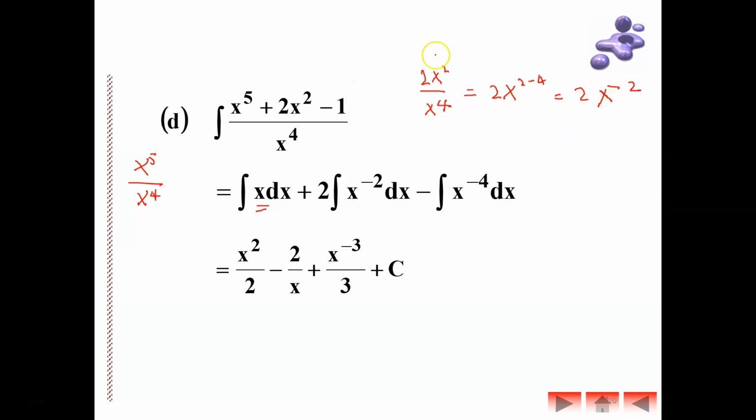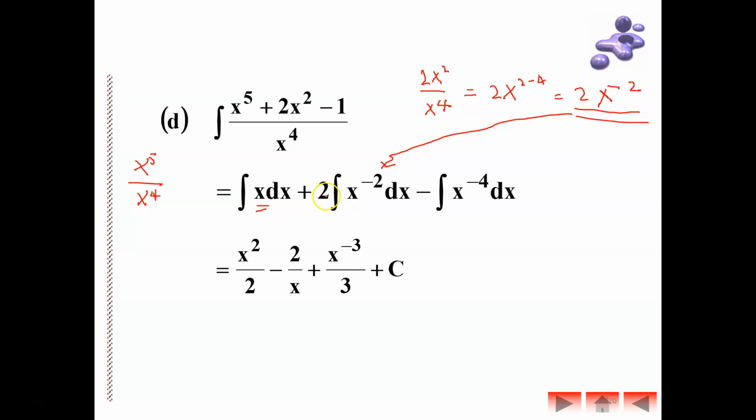My handwriting is not so good when you are using a mouse, not a pen. So you get this part. Okay, that one, if we divide x square by x to the power of 4, when we divide, we subtract the powers. So you have 2x to the power of negative 2. That is this one.